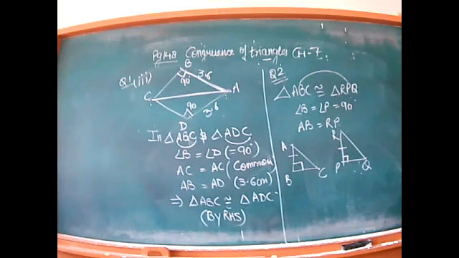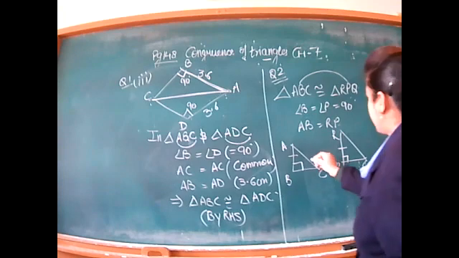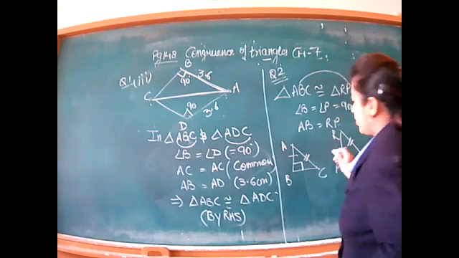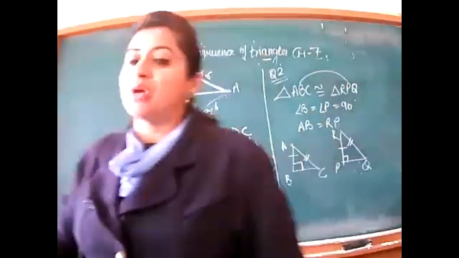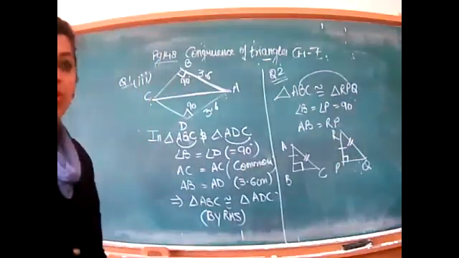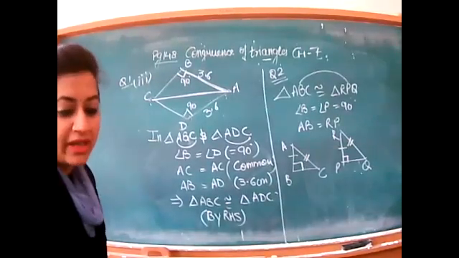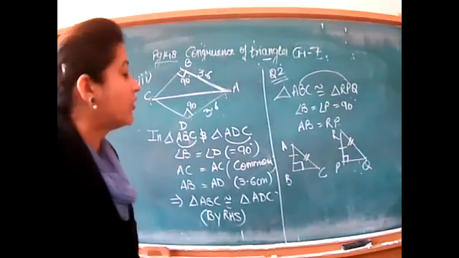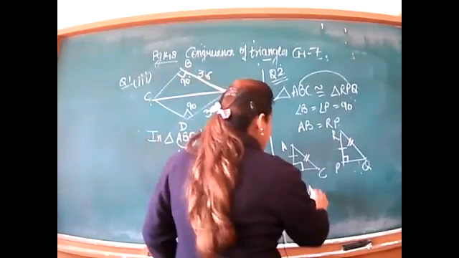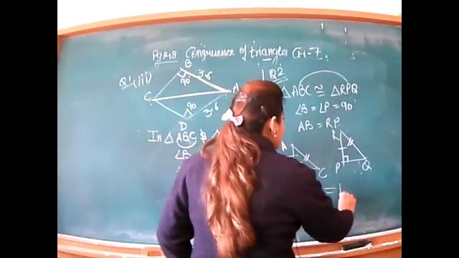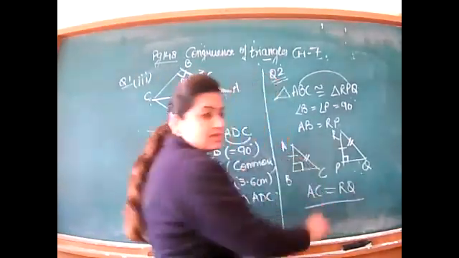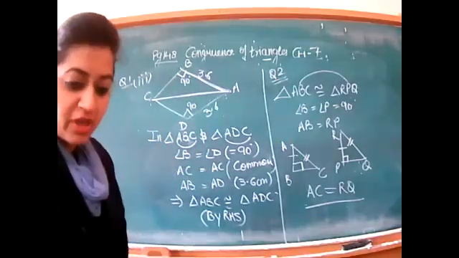Ma'am, AC and RQ, AC is equal to RQ. Okay, yes. These two are equal and these are the hypotenuse of the right angle triangle. So this is the third thing that I want. AC should be equal to RQ. This is the answer, the third thing we require.